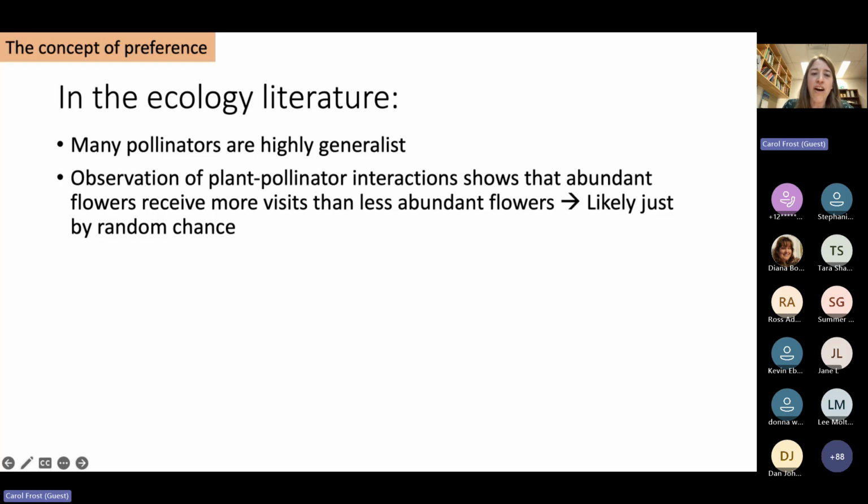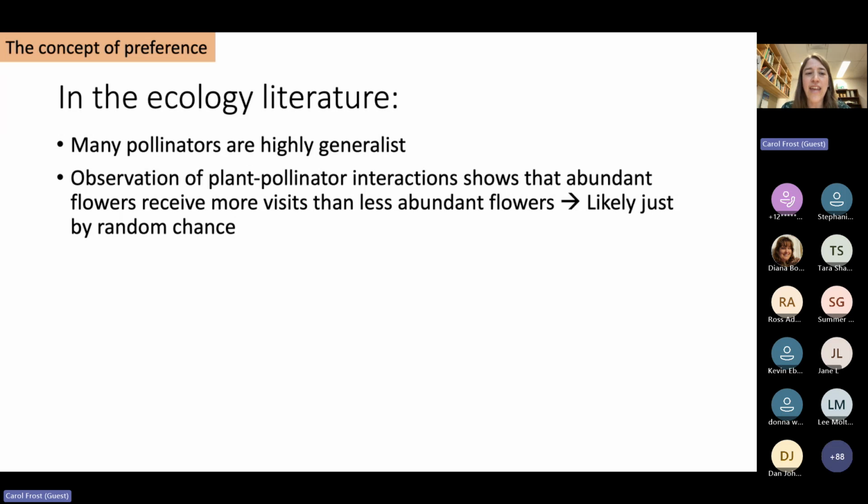However, observation of plant-pollinator interactions, if you actually watch and record which pollinators visit which plant species, show that abundant flowers receive more visits than less abundant flowers. So does that mean that they're preferred? Generally, that hasn't been assumed.